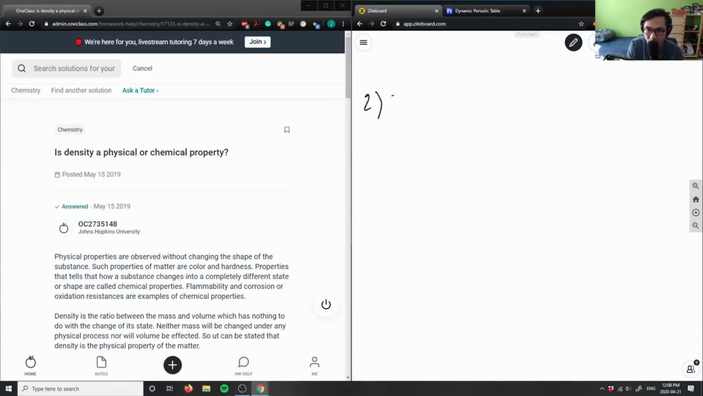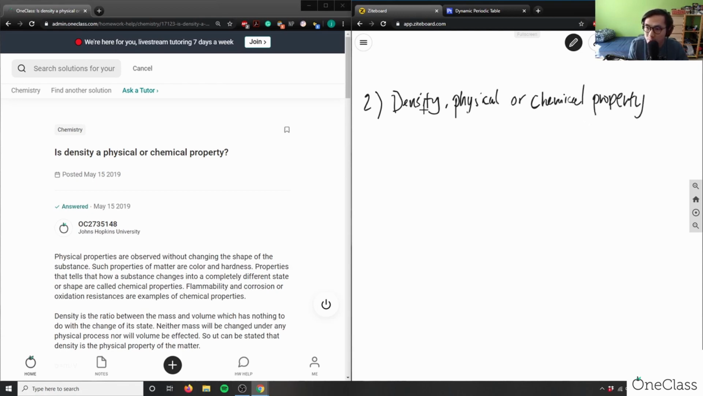This quickly. So we have density. Is it a physical or chemical property?